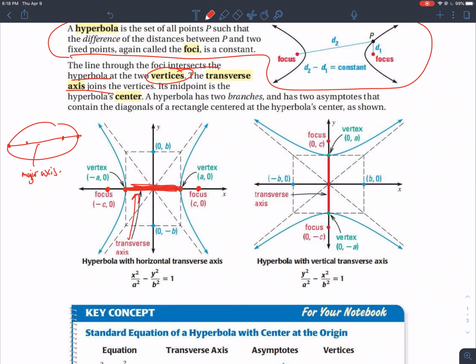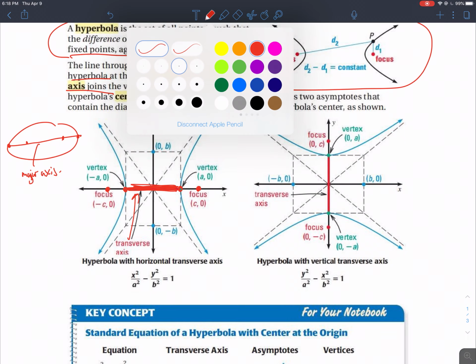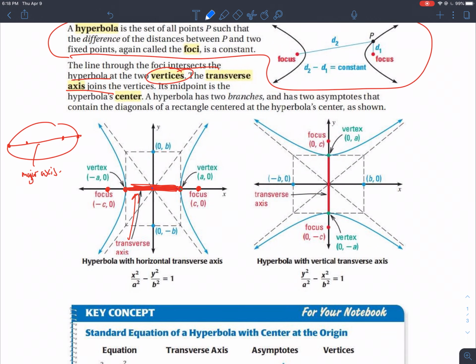Okay, and then also maybe I should use a different color here. Right in the middle, this is the center. That's the center of the hyperbola, and if it's the center of the hyperbola, it means the distance from here to the center and from here to the center. Those are the same. Okay, those are the same.